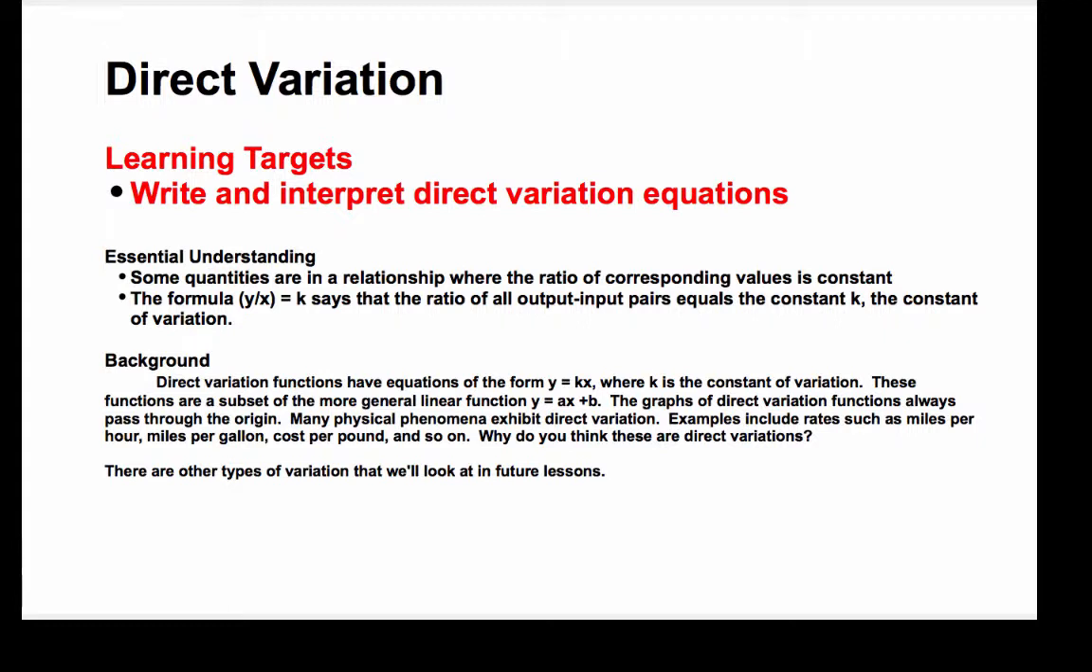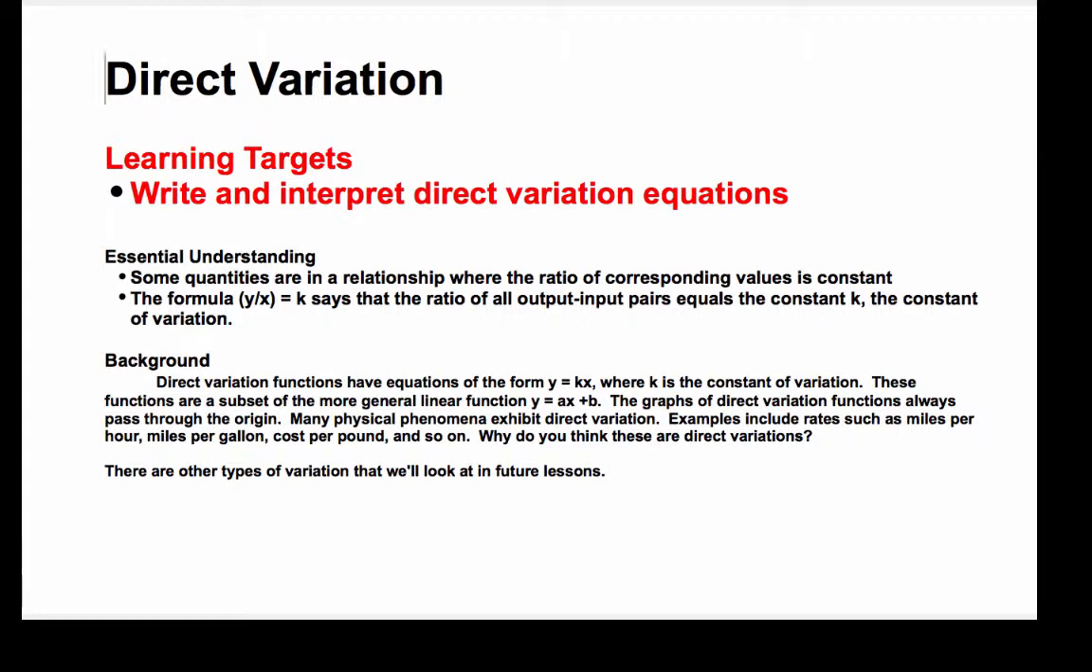Some essential understanding for you in this lesson: some quantities are in a relationship where the ratio of corresponding values is constant. The formula y divided by x, y over x equals k, says that the ratio of all output to input pairs equals the constant k, and we call that the constant of variation.